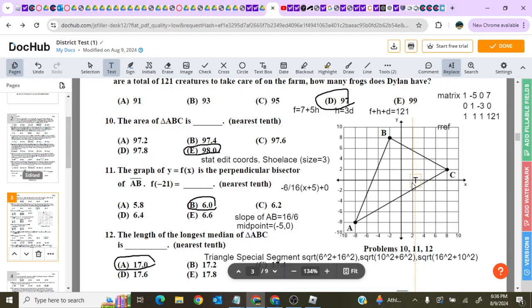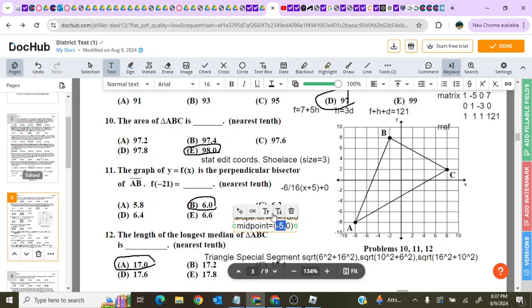You do that. Graph y equals f of x is a perpendicular bisector of AB. F of -21 is what? So perpendicular bisector of AB, you need 2 things to find a perpendicular bisector. You need the midpoint and you need the perpendicular slope. So basically we need the midpoint. So the midpoint is the average of the x's and average of the y's. So the average x value is -5 and the average y value is 0. -8 minus 2 over 2 gets you -5. And then -8 plus 8 over 2 is equal to 0. So yeah, midpoint, -5, 0.